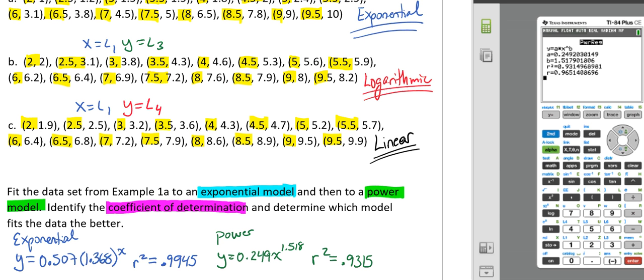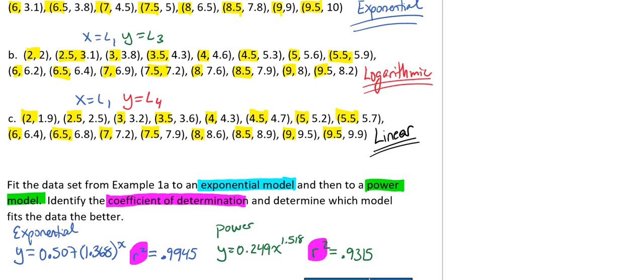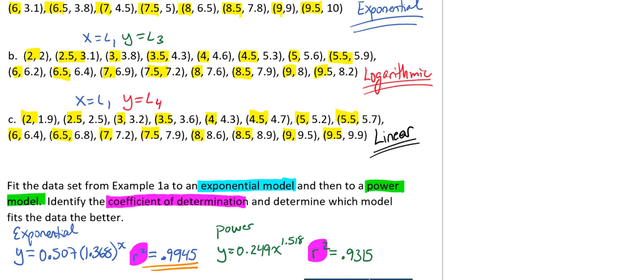Now to determine which model fits the data better, we're going to compare the coefficients of determination for each model. So we're going to be looking at our r squareds. The model whose r squared value is closest to 1 is the model that better fits the data. So in this case, the better fitting model is the exponential model, as our r squared value is closer to the number 1.